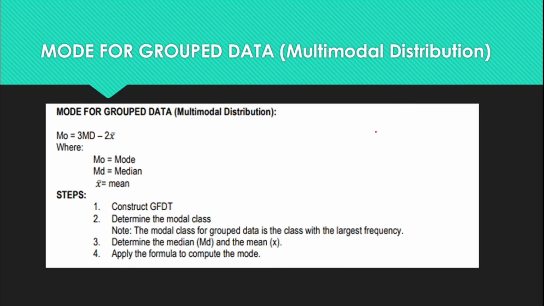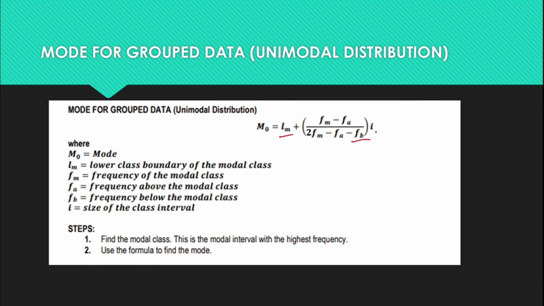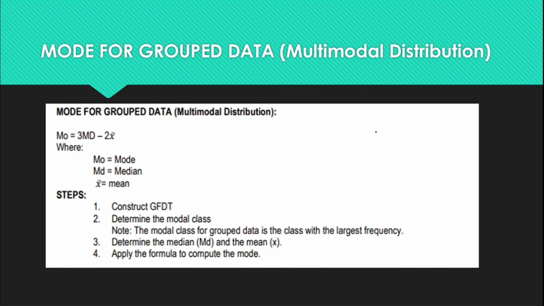Okay, so if that is multimodal, for example, the frequency for the first class is 10 and the frequency for the second class is 10, and these are the highest, then we say this is multimodal. So we could not make use of this formula. We'll make use of the multimodal one. For the mode, we have to compute the median and the mean: 3MD minus 2 mean.